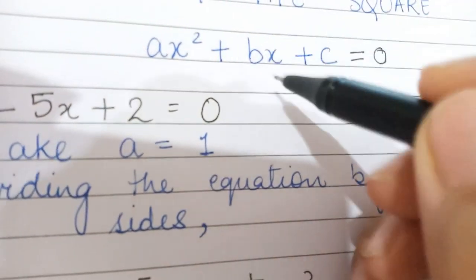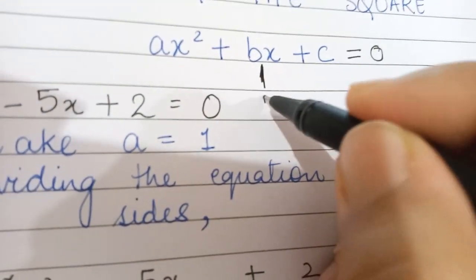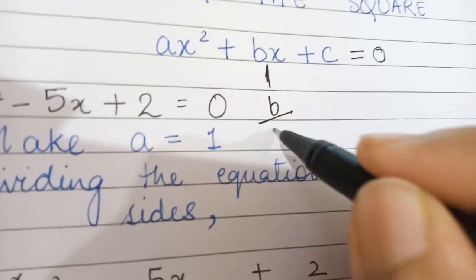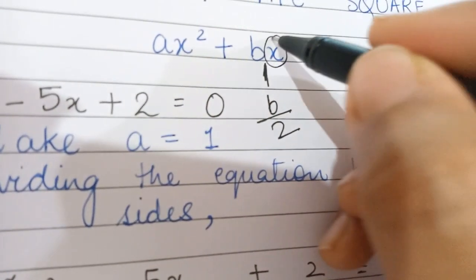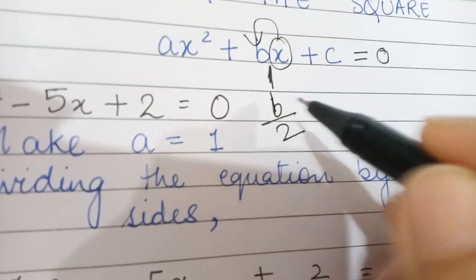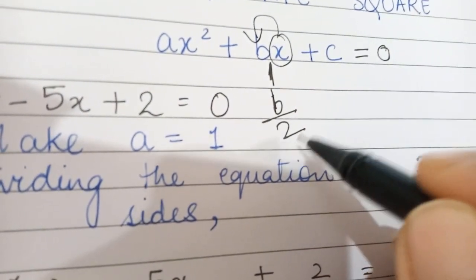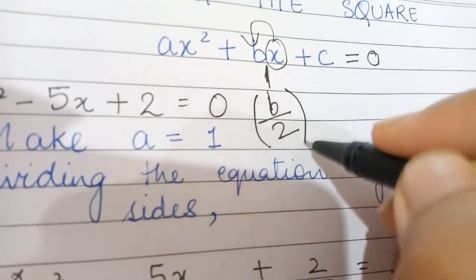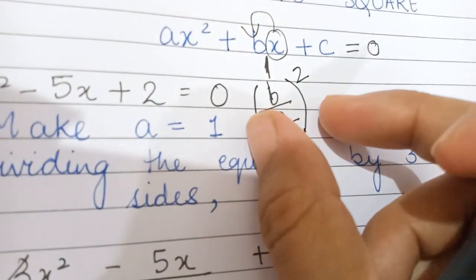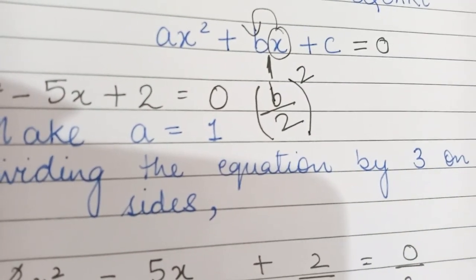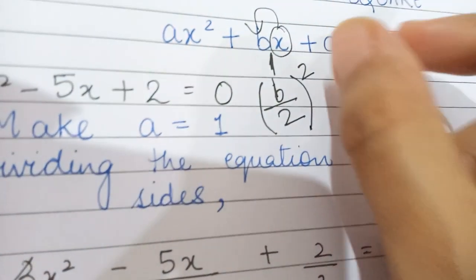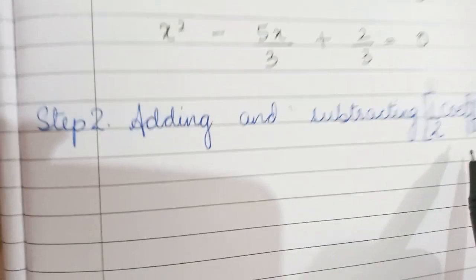Over here, we are going to take this b and take half of this coefficient. The x's coefficient is b, so to take half we are going to divide it by 2. Now this b by 2 whole square, we are going to add in this equation as well as subtract in this equation. Why do we have to add and subtract? To balance the equation.